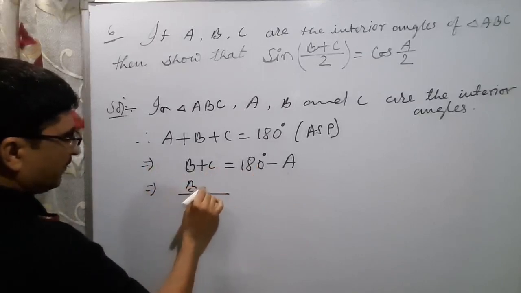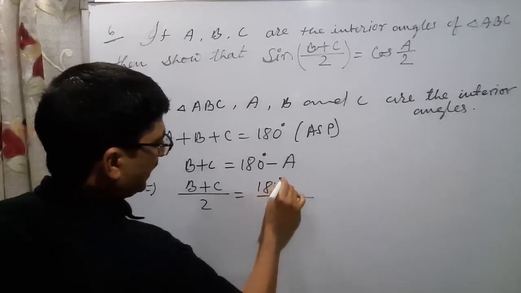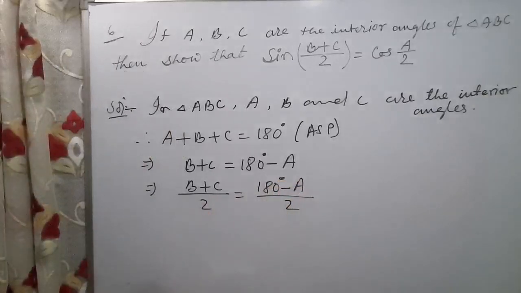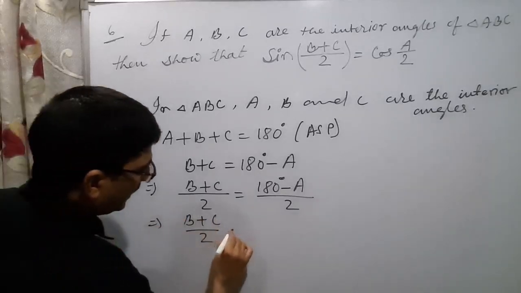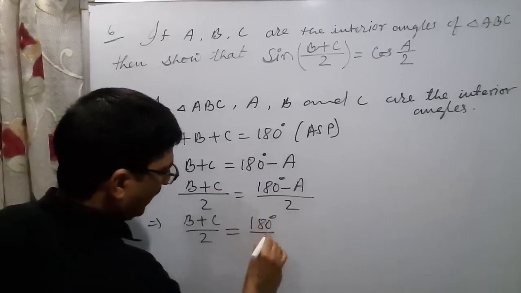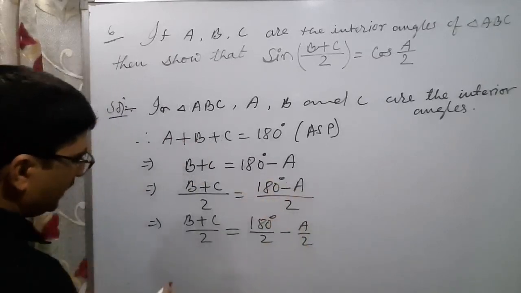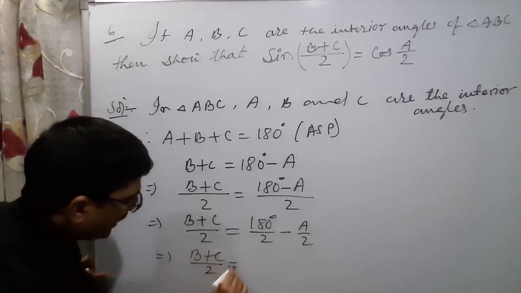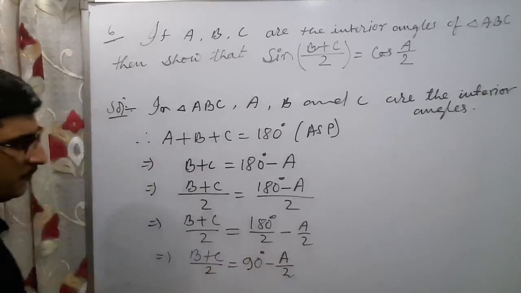B plus C by 2 is equal to 180 degree minus A by 2, both sides divided by 2. Now this is B plus C by 2 is equal to, if we divide 180 by 2, we can write like this, minus A by 2. We can distribute this one for both. That is B plus C by 2 is equal to 90 degree minus A by 2.